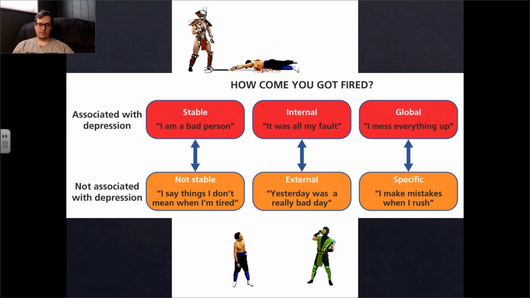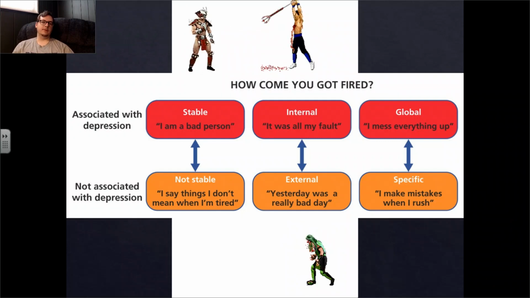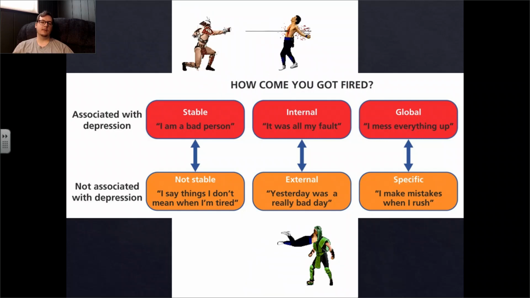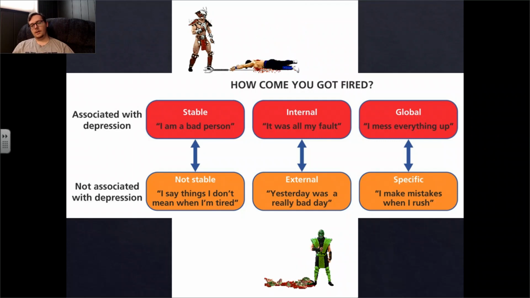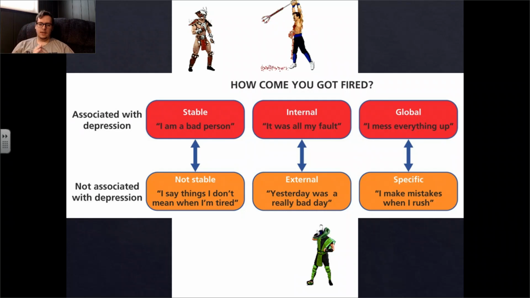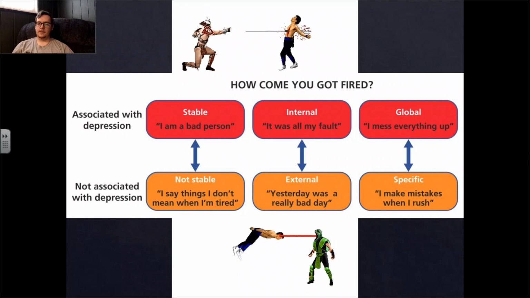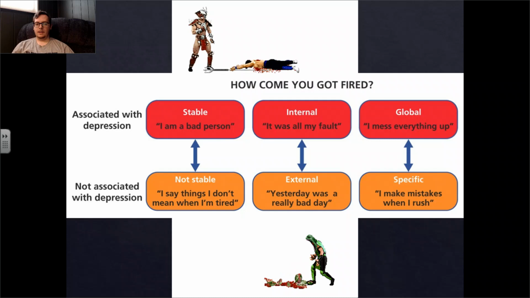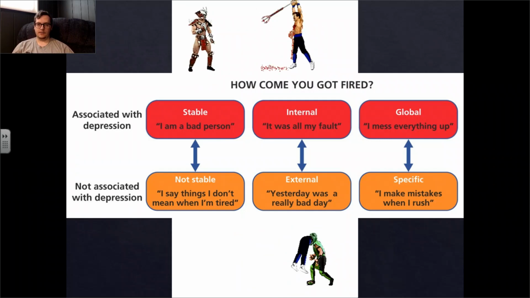Somebody associated with depression might think, I'm a bad person, and because I said that, I should be deeply ashamed, I'm just a terrible person. Just horrible. Continuing that example, a normal person might think, yesterday was a really bad day, that's why I was just off my game, tomorrow will be a better day. Depression would be, it's all my fault, even when it's clearly not your fault.